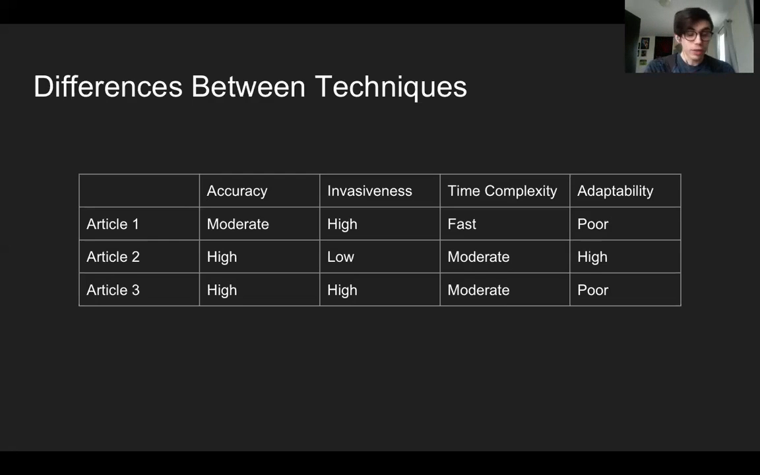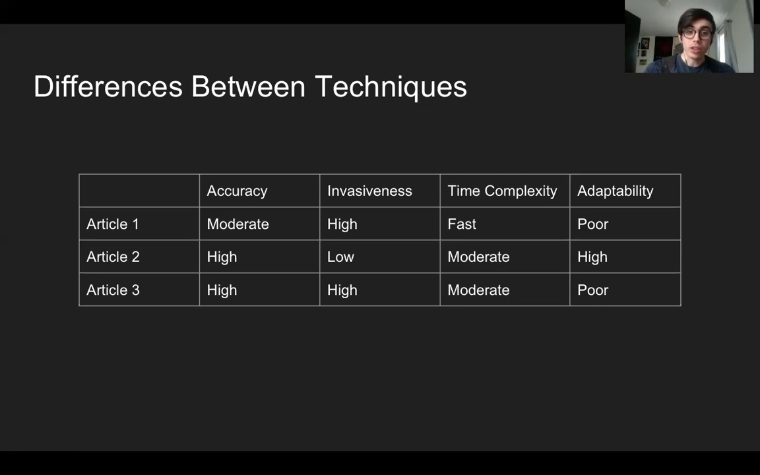Article 2 offered incredibly high accuracy while being minimally invasive, which is fantastic. All we need is a camera pointed at our subject in order to use this scheme. It did suffer from slightly longer processing times, but because of that video camera being all that's needed, our adaptability is quite high as well.